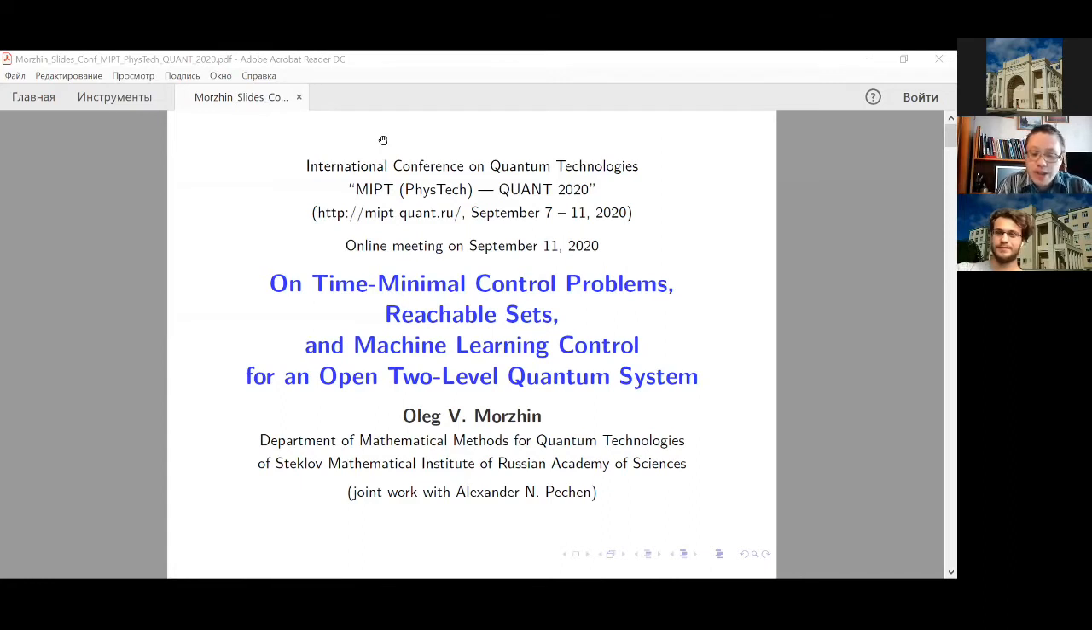Good day. This work is joint with Alexander Pechin. Here we consider a quantum two-level open quantum system with coherent and incoherent controls. The talk shortly describes some part of our results for this quantum system, which were obtained in different directions. First, analytical and numerical results for time minimal control. Second, analytical descriptions of the system's reachability sets. Third, a machine learning approach for suboptimal control. And you can see my abstract on the conference website also, of course.